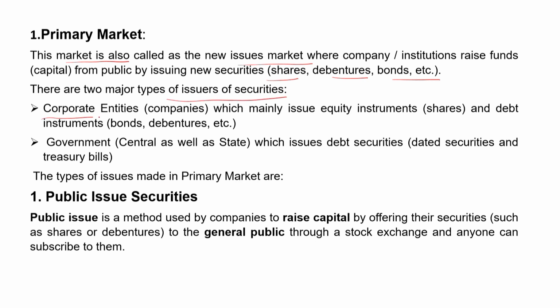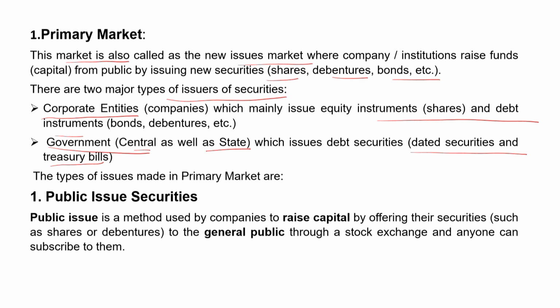There are majorly two different types of issuers of security. One is the corporate entities. Corporate entities are the companies which mainly issue equity instruments to the general public, such as shares and debt instruments, whereas there may be government entities also. Government entities include central as well as state entities which issue debt securities such as dated securities and treasury bills to the investor. So these are the different types of entities in the primary market.